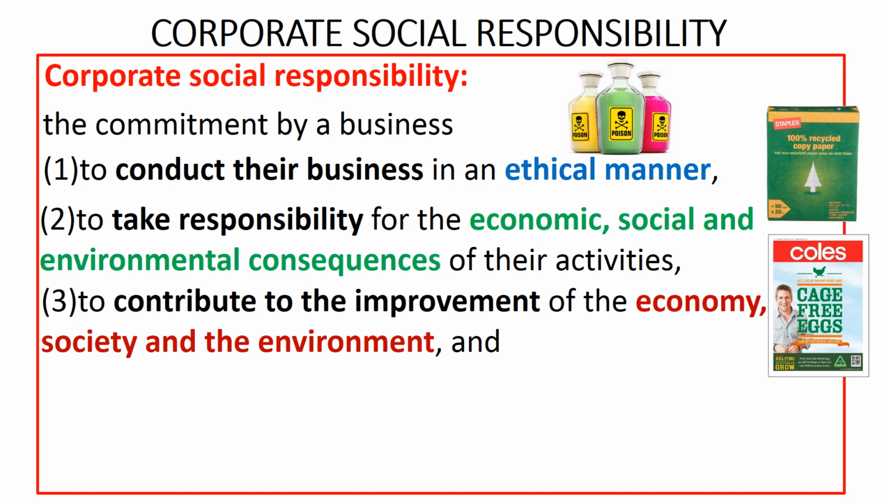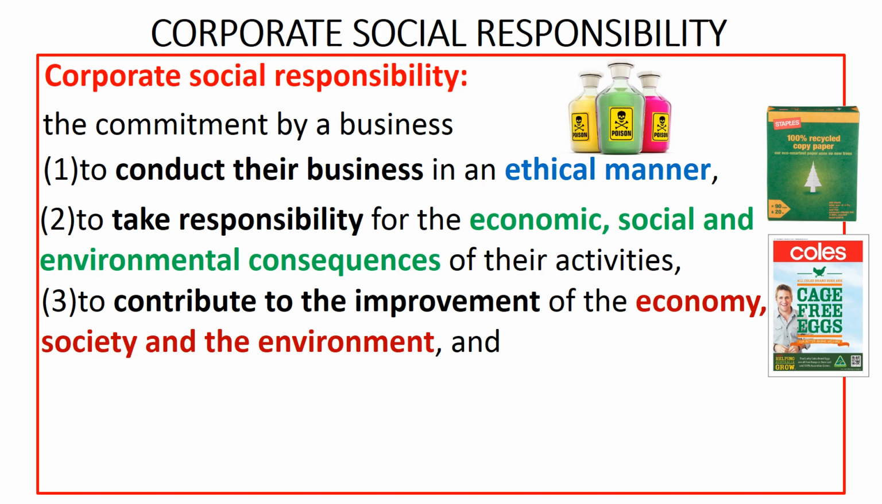For example, it's not unlawful to produce eggs from battery hens, that is, hens that are kept in a cage. However, a business that is acting in a socially responsible manner might only produce eggs using free-range hens, that is, hens that are not kept in a cage but that are free to roam around the farm, at least within certain parameters. This contributes to the improvement of society by treating animals, in this case hens, more kindly.